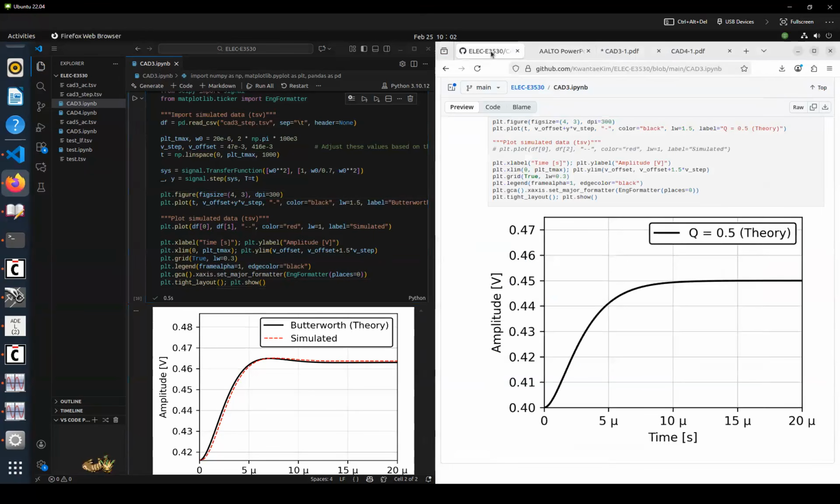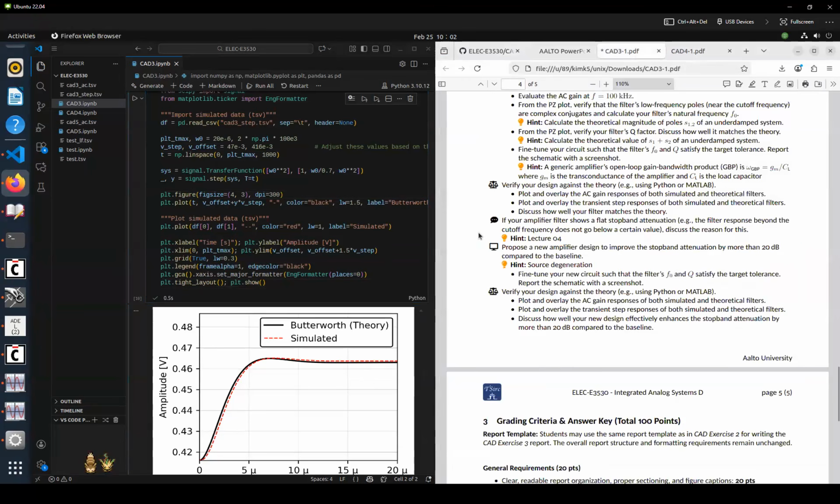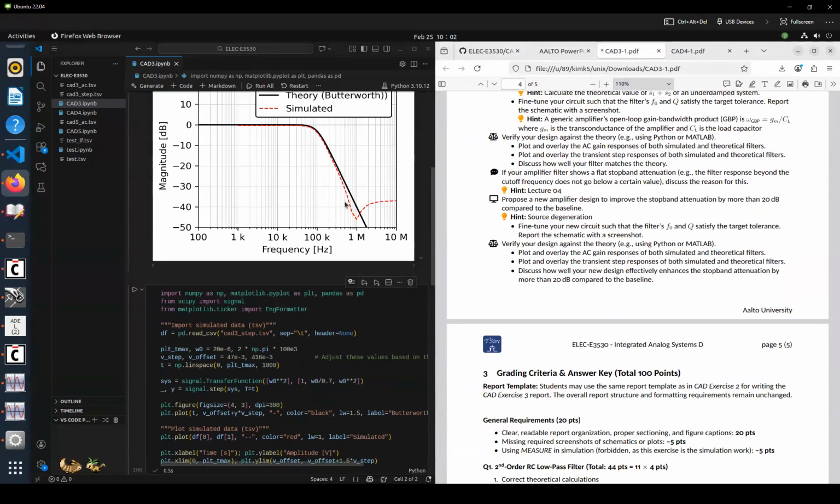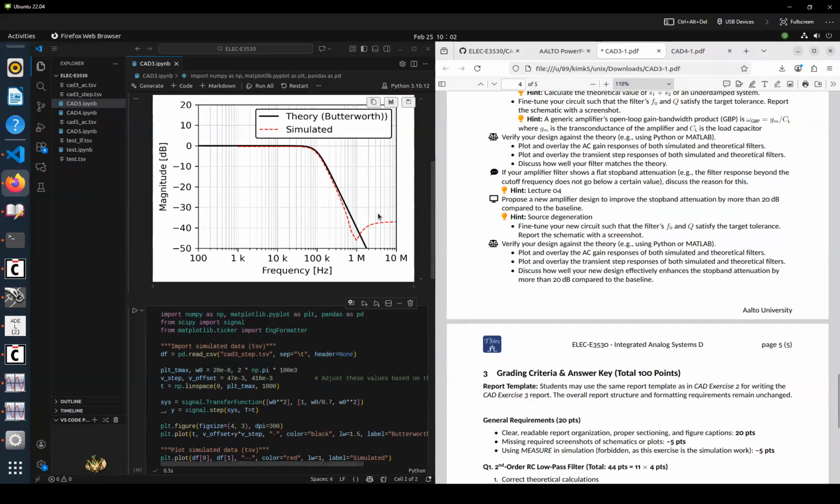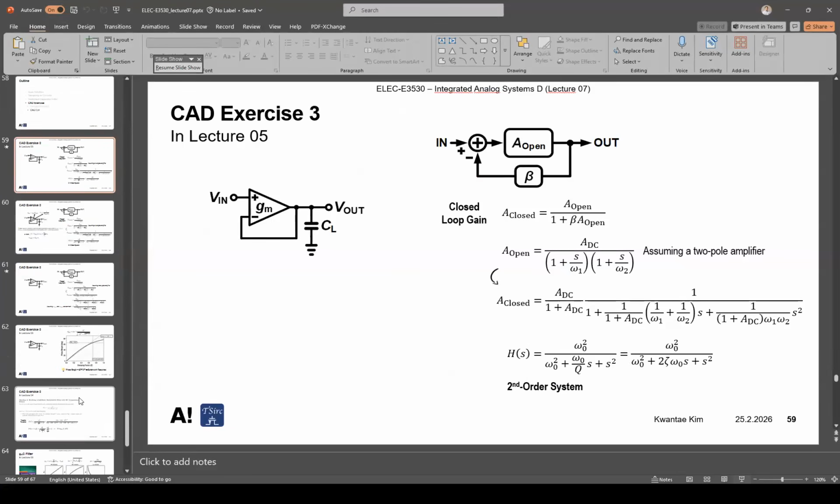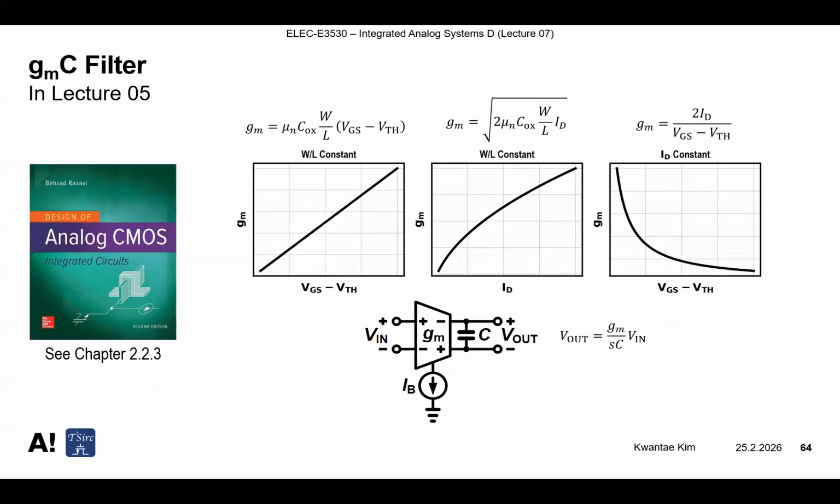So let me go through the remaining part. If your amplifier filter shows a flat stop band attenuation, this is our case, right? Then discuss the reason for this. The reason was already discussed in the CAD exercise 2 live demo. You can watch the YouTube video again, and propose a new amplifier design to improve the stop band attenuation by more than 20 dB compared to the baseline. So sorry for the delayed lecture.